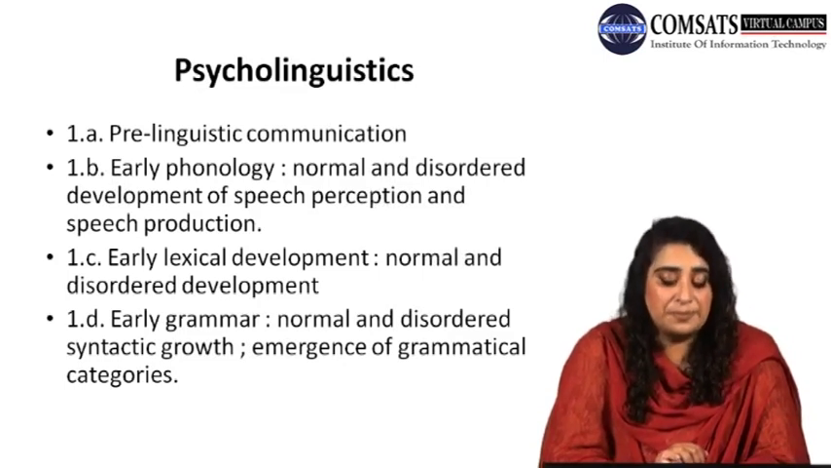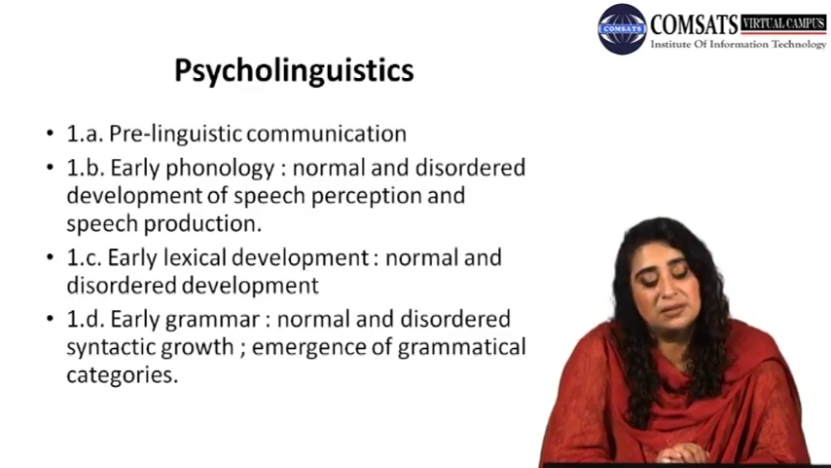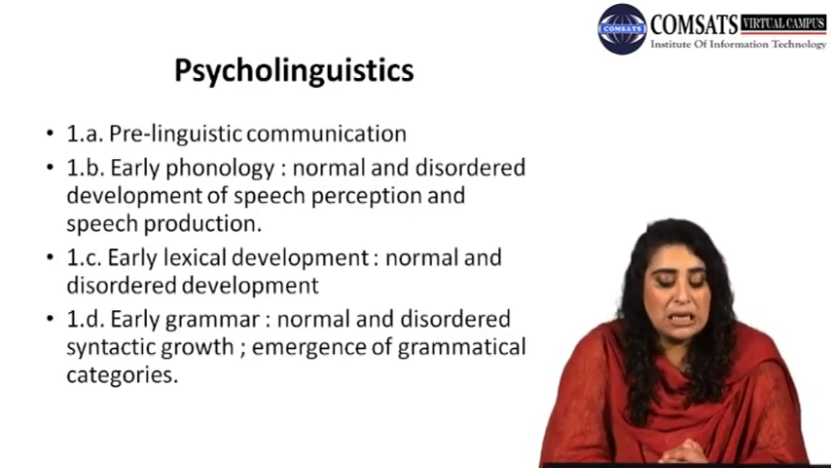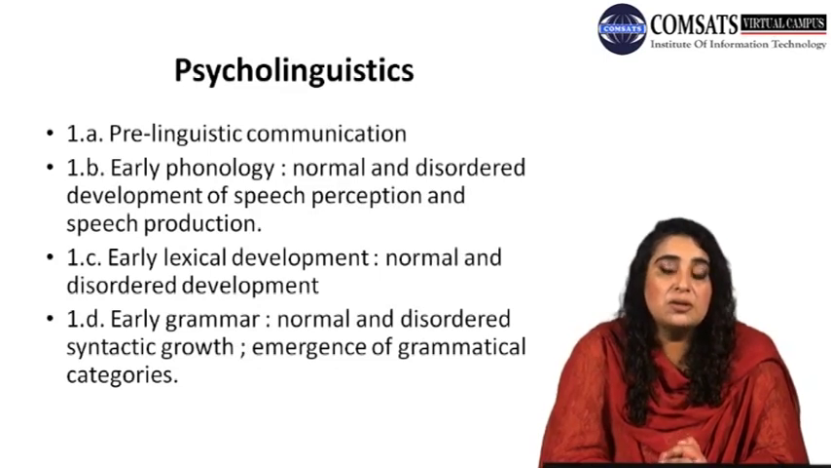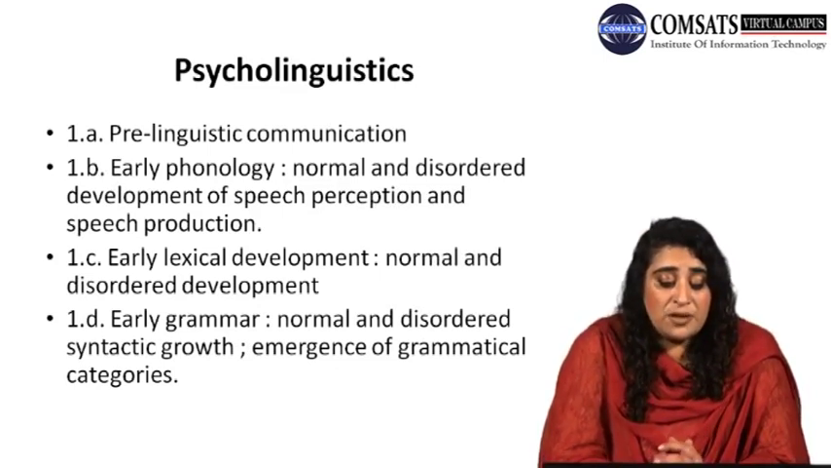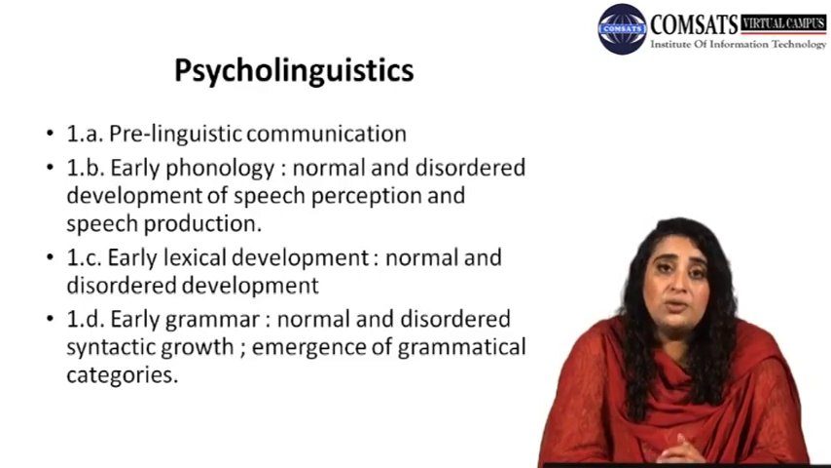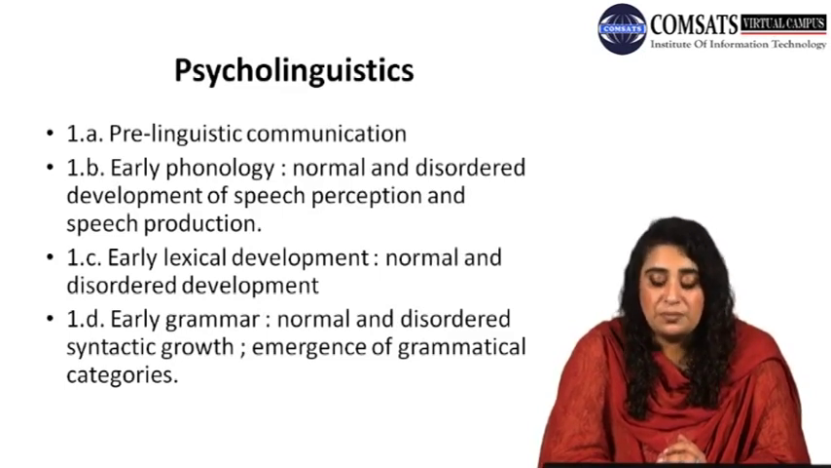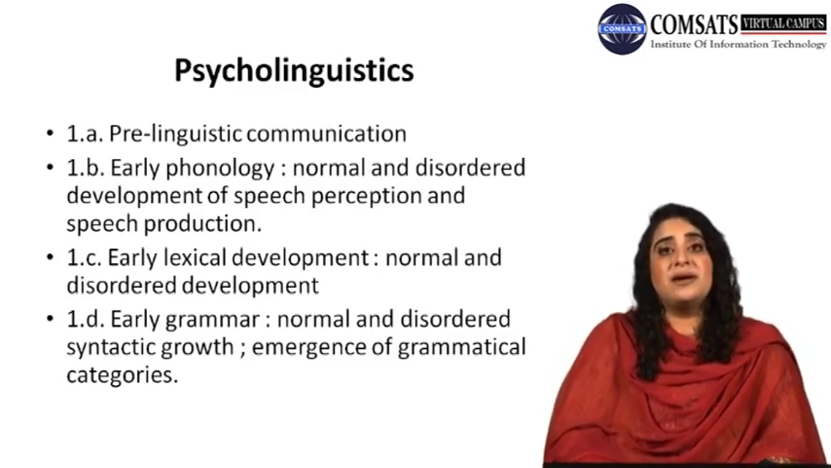Then early grammar. Now normal and disordered syntactic growth. Emergence of grammatical categories. So it's the grammatical categories start emerging in the language. They start coming forth. So children would start learning an early grammar. It could be in a normal way or not. And syntactic growth, how they learn to structure a sentence and how it grows. And from that, how the grammatical categories emerge.